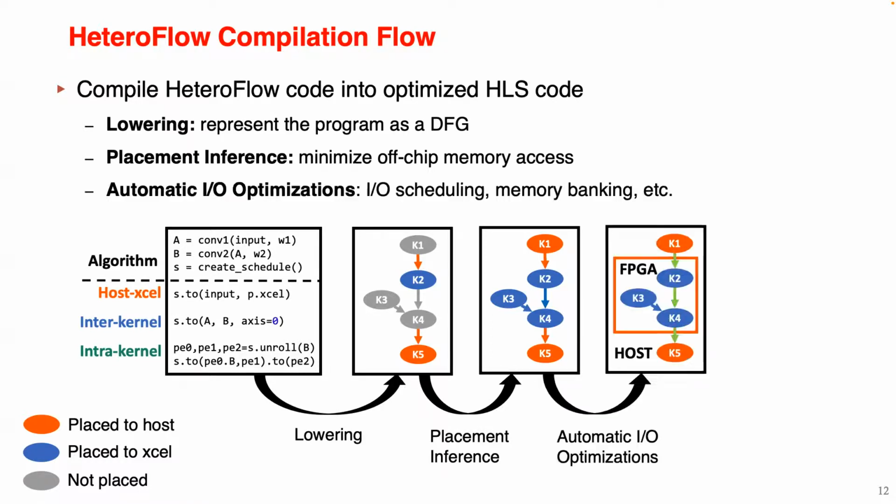And after that, the compiler will automatically partition the graph into host and FPGA scope, and it will automatically apply I/O optimizations, including I/O scheduling and memory banking, to improve the memory efficiency. Finally, the optimized DFG will be further used to generate optimized HLS code, which can be later deployed to different FPGA platforms, including Xilinx and Intel FPGAs.